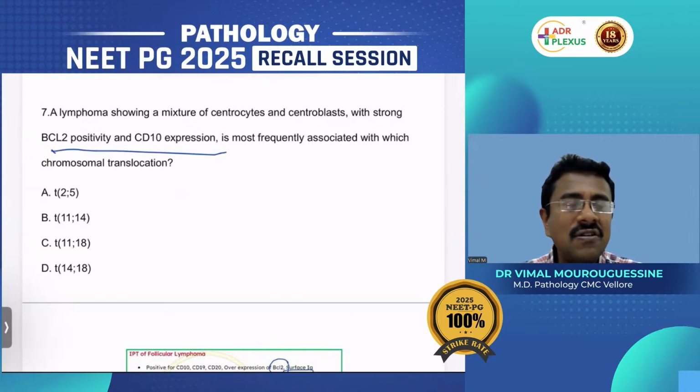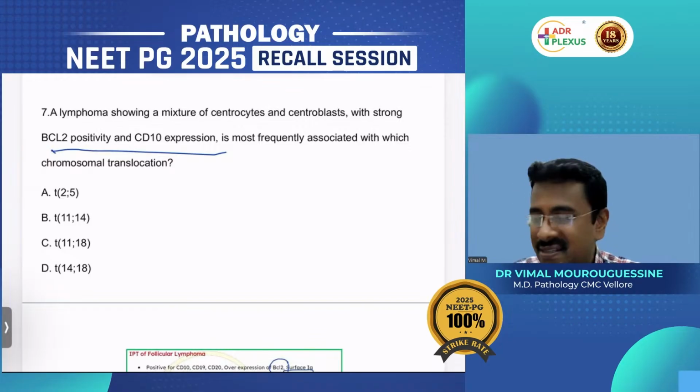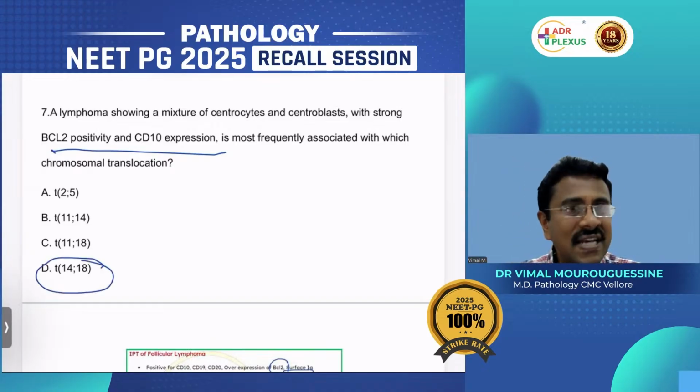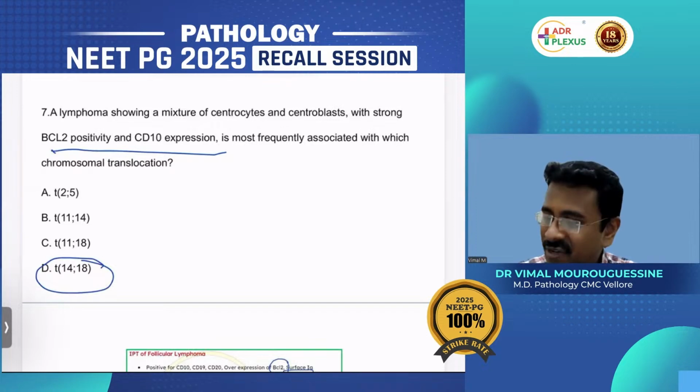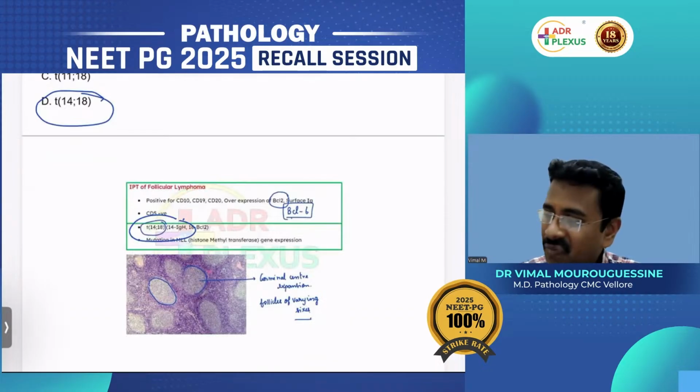Yes, the same thing we actually discussed in our leaderboard classes also. So do you remember that? BCL2 with CD10, you will always be thinking of follicular lymphoma, and obviously the translocation here is the translocation 14;18. This is also one of the standard questions we got in this NEET-PG 2025. You can see here the translocation 14;18.